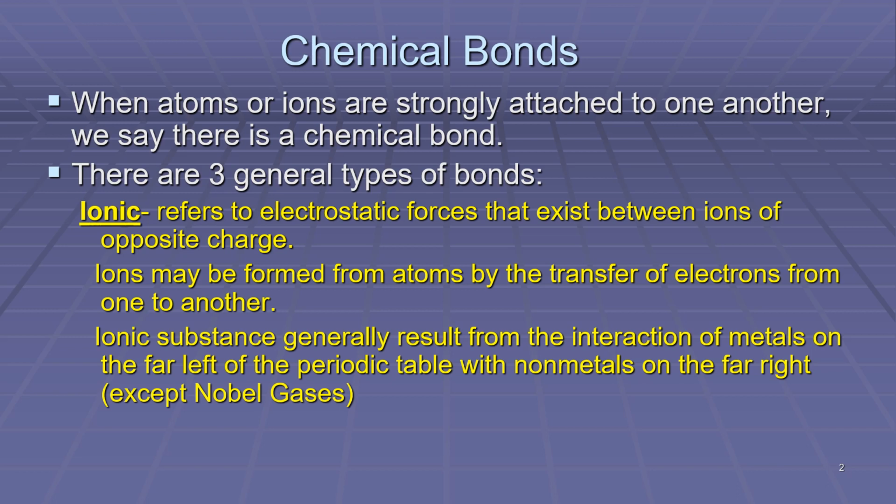Ionic substances generally result from the interaction of a metal, and a nonmetal. Metals tend to give up electrons. Nonmetals tend to gain electrons and become negative. The metals tend to become positive. Of course, except noble gases, because they already have 8 electrons and they don't want any more and they don't want to give up any.